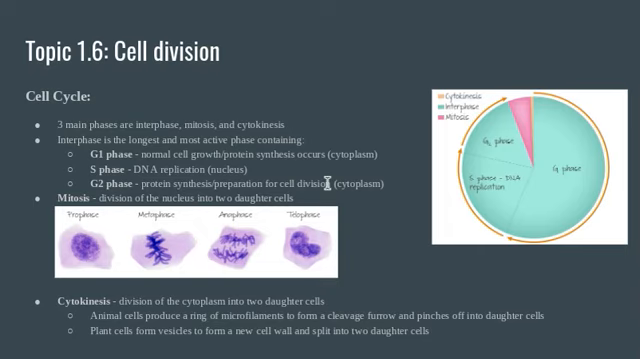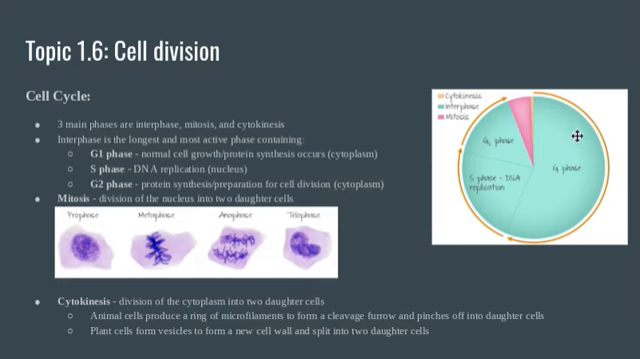Alright, so today we're learning about topic 1.6, which is cell division. As part of cell division, there is the cell cycle, and there are three main phases of it. There's interphase, mitosis, and cytokinesis. And interphase is the longest, as you can see in this image here.